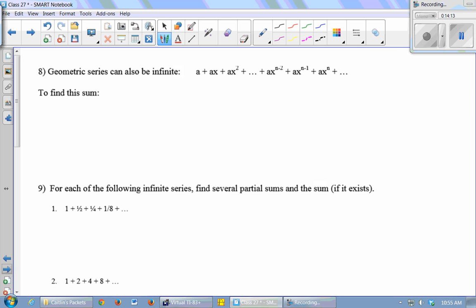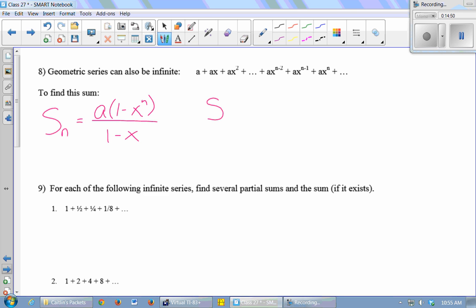Okay, so now that we know the sum of a finite series, we can think about an infinite series by letting n go to infinity. If S sub n is the sum of any finite number of terms in this infinite series that just goes on forever and ever, it would be a times (1 minus x to the n) over (1 minus x). And then I just want to know what happens as I let n go to infinity.